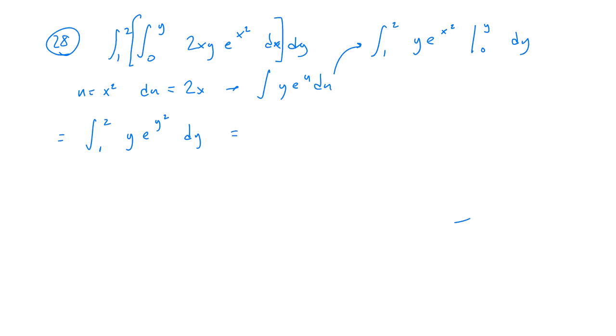So this one, you can see, is pretty much very similar to the last one, except we don't have the 2, which means, since I don't have the 2, I have to divide through by it.